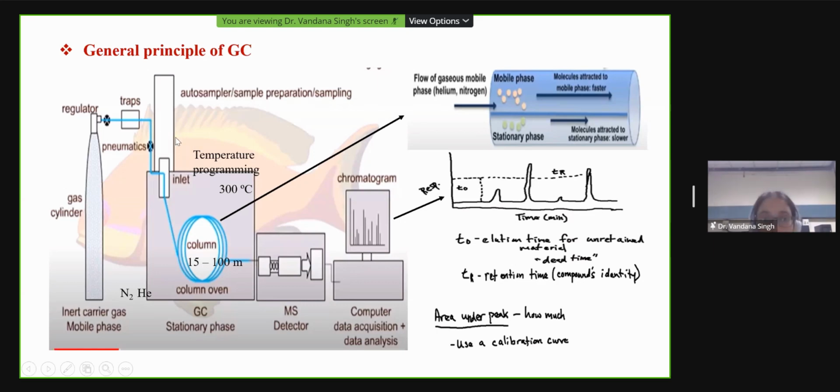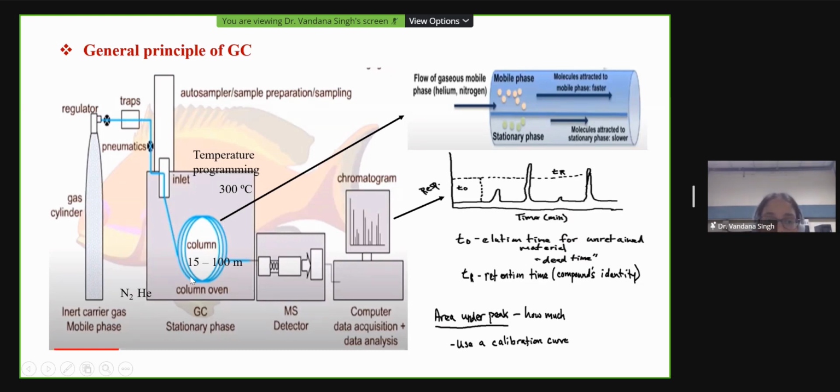In the case of manual injection, things are done manually. However, in the case of an auto sampler, everything is automatic: we keep our sample in a particular chamber, and a microsyringe automatically takes the required amount of sample and injects it into the sample port. Once the sample gets vaporized and mixes with the carrier gas, it is then injected into the column.